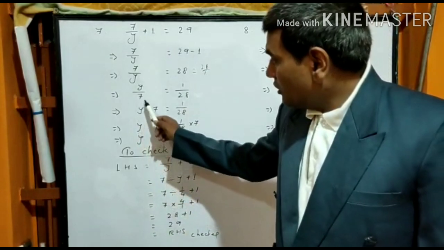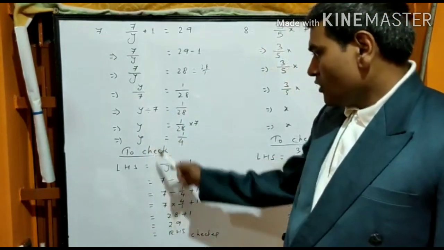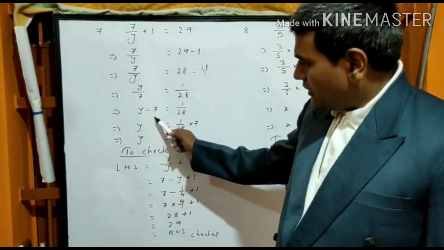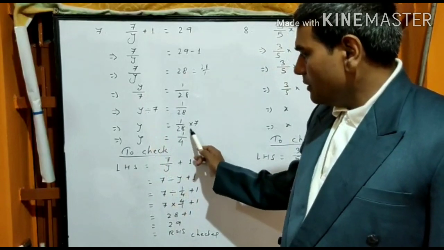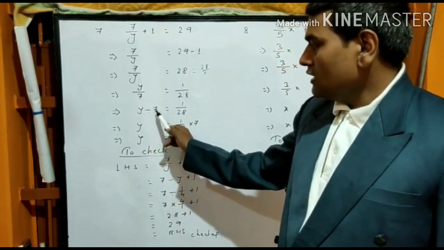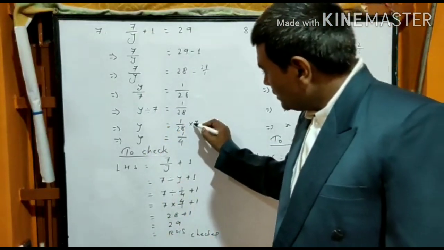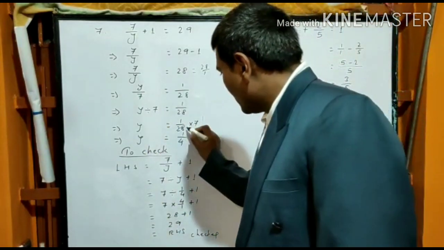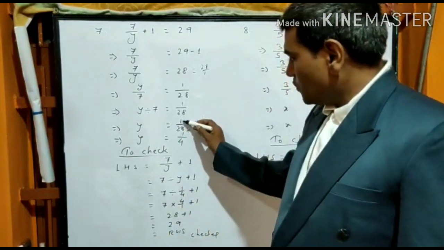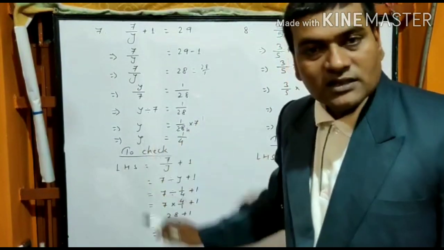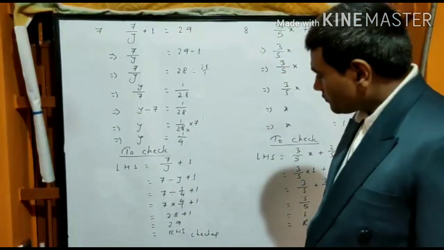Now let's see here, it is y divided by 7. When we take 7 to the right side, it will be a multiplier because 7 is a divisor on the left side. Now 7 ones are 7 and 7 fours are 28. It is 1 by 4. y equals 1 by 4.